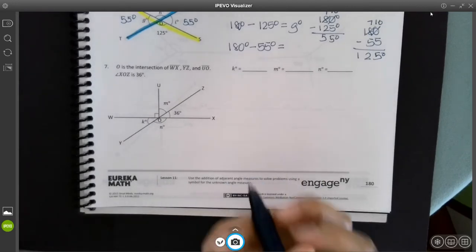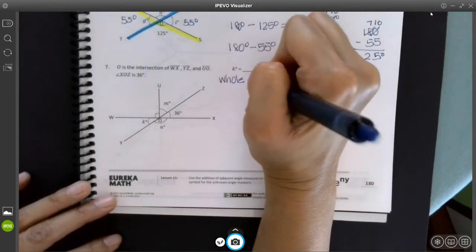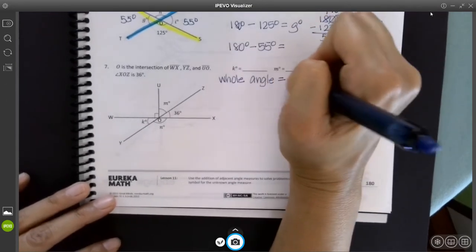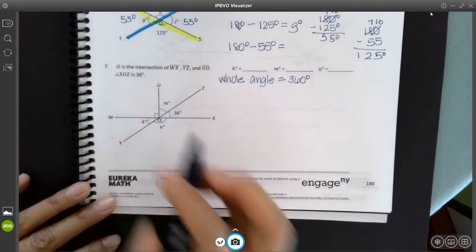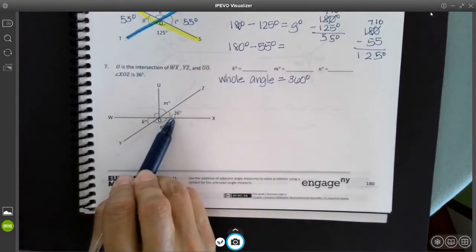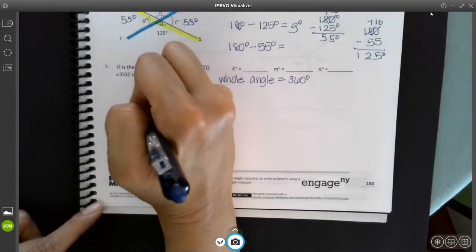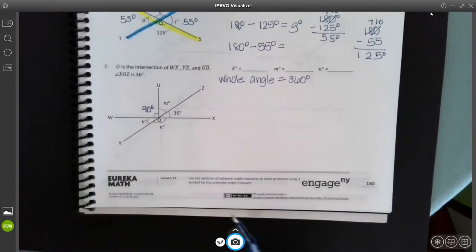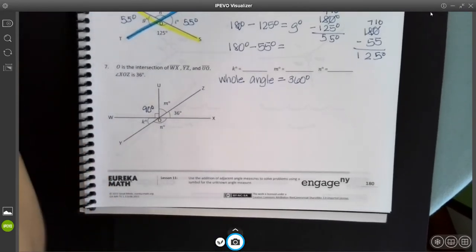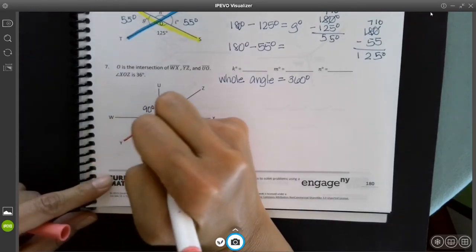So we have 1, 2, 3, 4, 5 angles that surround a point. So remember, the whole angle equals 360 degrees. We know this angle is 36. We know this angle is a right angle, so it's 90. So what can we figure out? There's a few ways we can go about this. I think I'm going to figure out this one first.